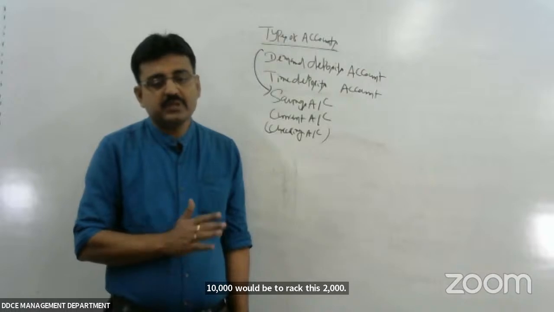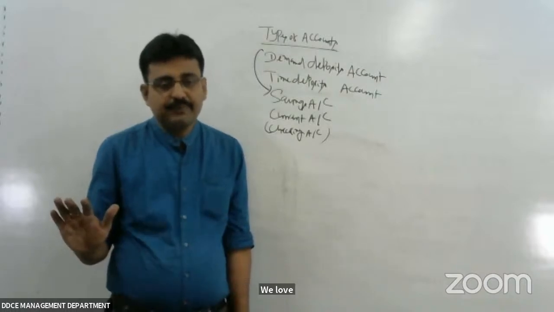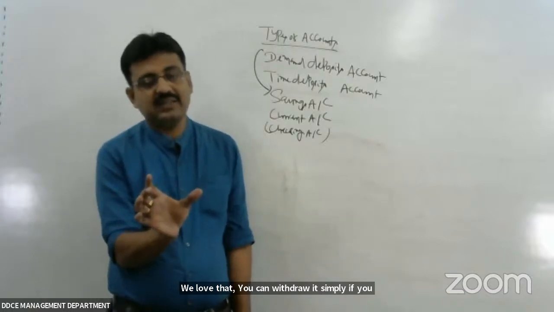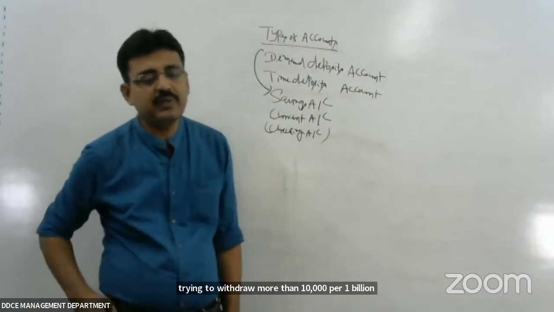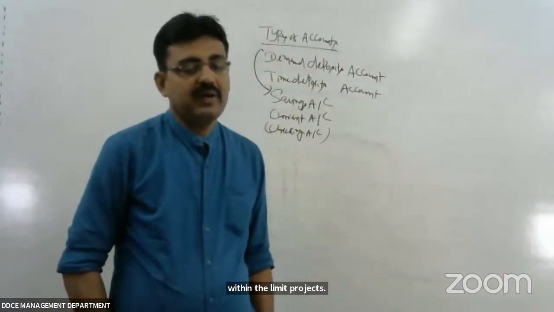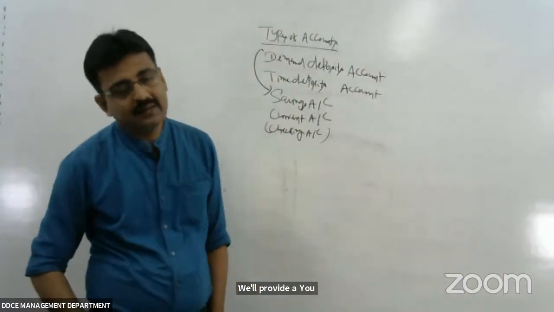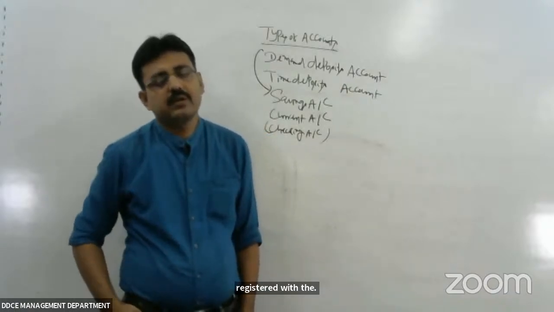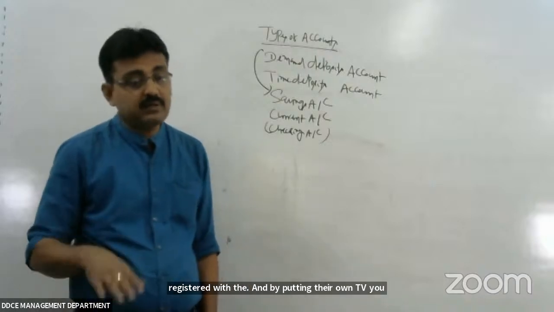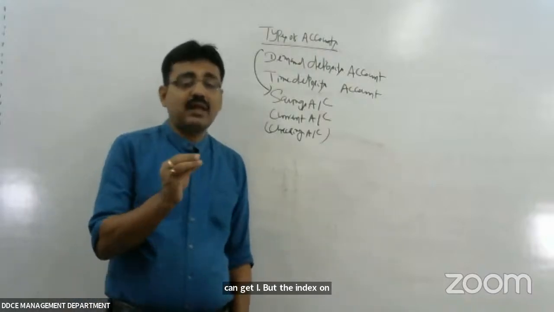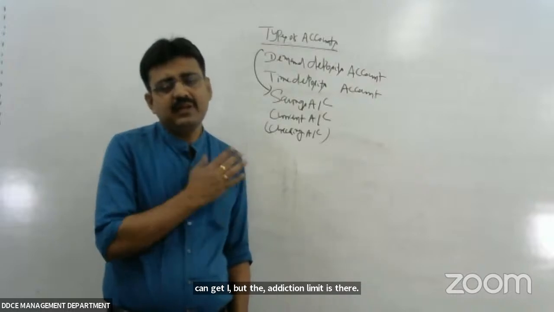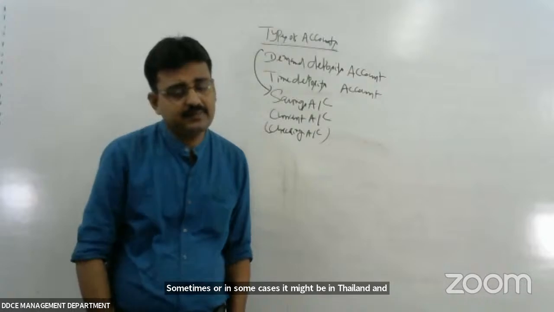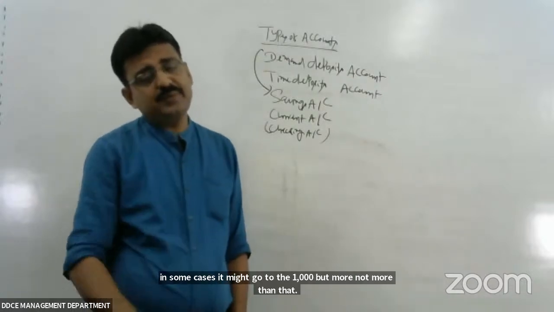Below 10,000 rupees, you can withdraw it simply. If you are trying to withdraw more than 10,000 rupees within the transaction limit, then you will be provided with an OTP on your mobile phone, which is registered with the bank. And by entering that OTP, you can get the required amount. But the transaction limit is there. In some cases it might be 10,000, and in some cases 20,000, but not more than that.